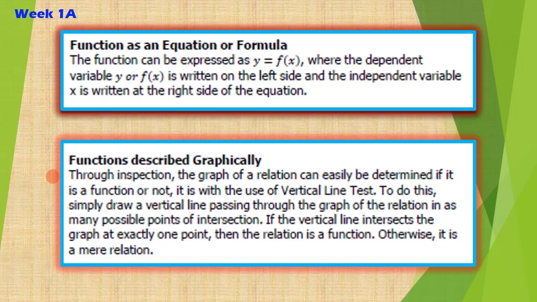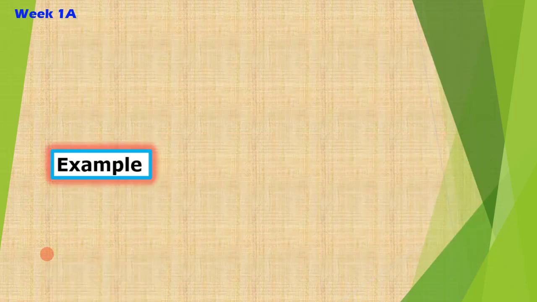through inspection. The graph of a relation can easily be determined if it is a function or not. It is with the use of the vertical line test. To do this, simply draw a vertical line passing through the graph of the relation in as many points of intersection as possible. If the vertical line intersects the graph at exactly one point, then the relation is a function. Otherwise, it is a mere relation.